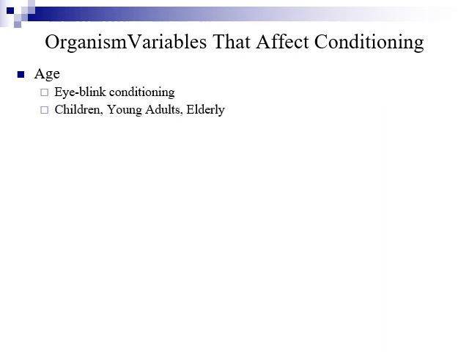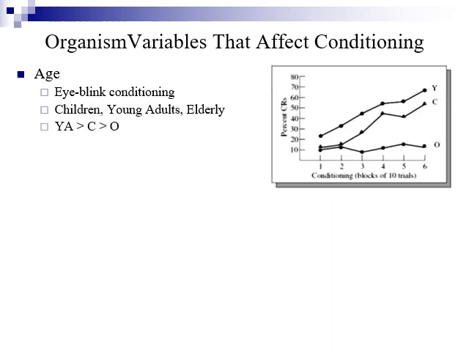Looking at children, young adults, and older adults, what we see is that the younger adults actually condition faster and stronger than the children or the older adults. So there's an impact of age on conditioning. There's an impact of temperament.